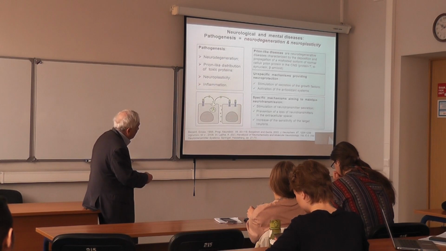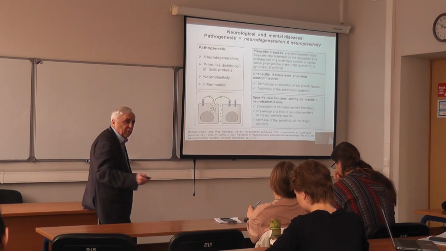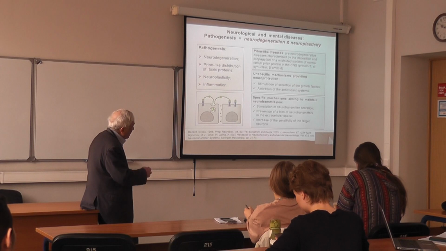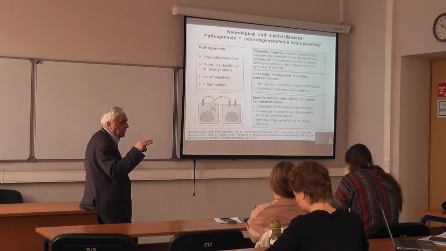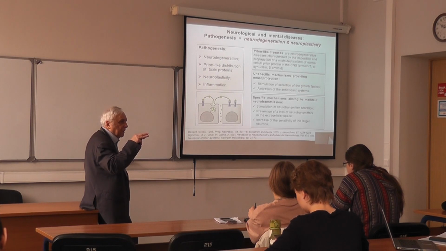Good. Increase of the sensitivity of the target neurons. You told us already that, at least in dopaminergic neurotransmission, there is a sort of upregulation with the decrease of the amount of dopamine in the extracellular space. There is an increase of the number of receptors for dopamine on the target neurons.